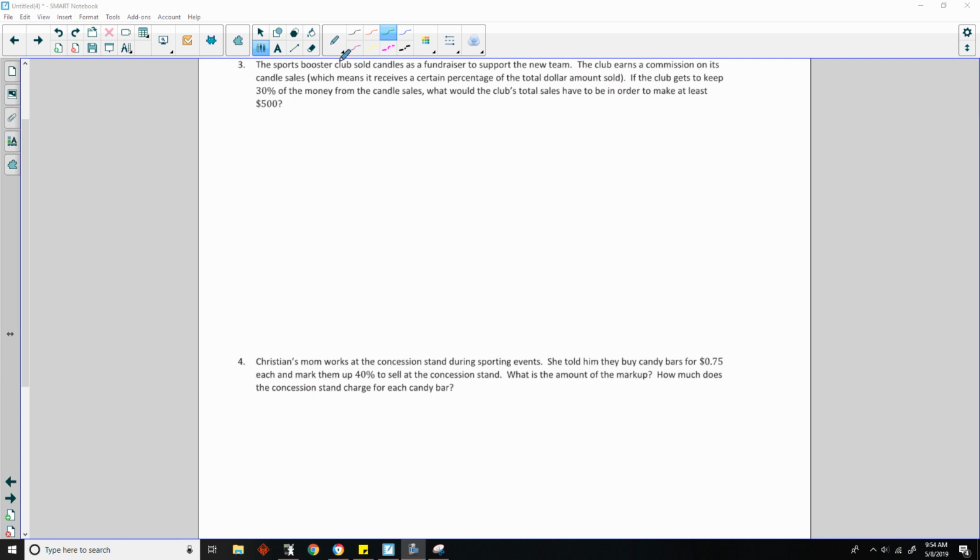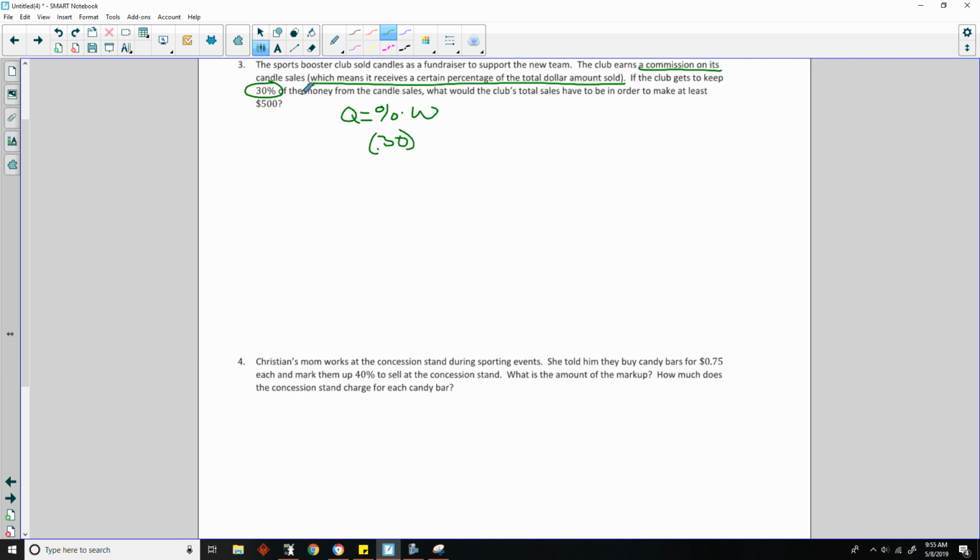Number 3 says, the Sports Booster Club sold candles as a fundraiser to support the new team. The club earns a commission on its candle sales, which means it receives a certain percentage of the total dollar amount sold. Okay, so there's our hint right here. Commission is a percentage of the total. So if I use an equation, some quantity equals some percent times the whole. That's what we're going to do again. The club gets to keep 30% of the money. 30% is 0.30. I'm going to put that in right here. There's my 30%.